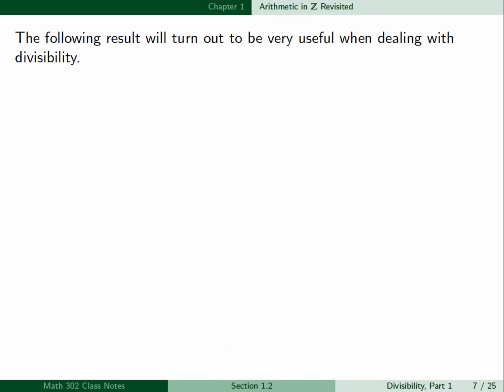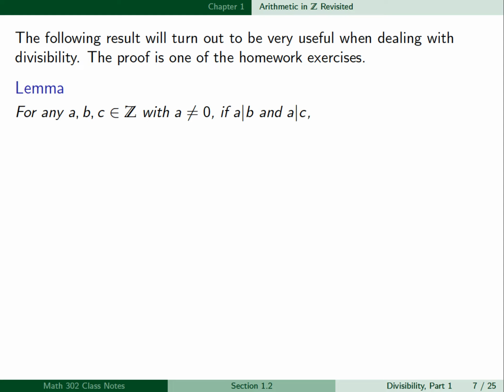Now the following result will turn out to be very useful when dealing with divisibility, and the proof is one of the homework exercises. So we'll state this as a lemma. For any a, b, c in Z, so for any integers a, b, and c with a not equal to 0, if a divides b and a divides c, then for any r and t in Z, a has to divide the linear combination br plus ct.